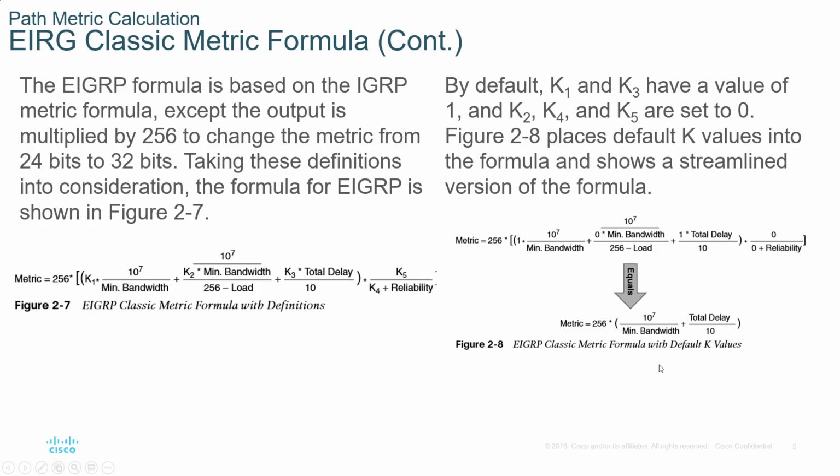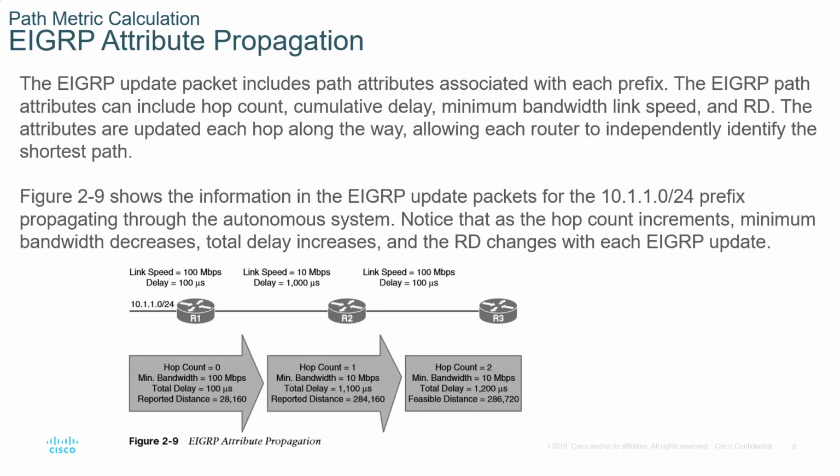Is there any reason to go and change any of the K values? Not really, but you can if you want. Just be aware that when you change one of these values on one device, you need to go through and change it on all your devices, because the K values all have to match for your neighbor relationships to form. So if you change it on one device, it's not going to form relationships with other devices.